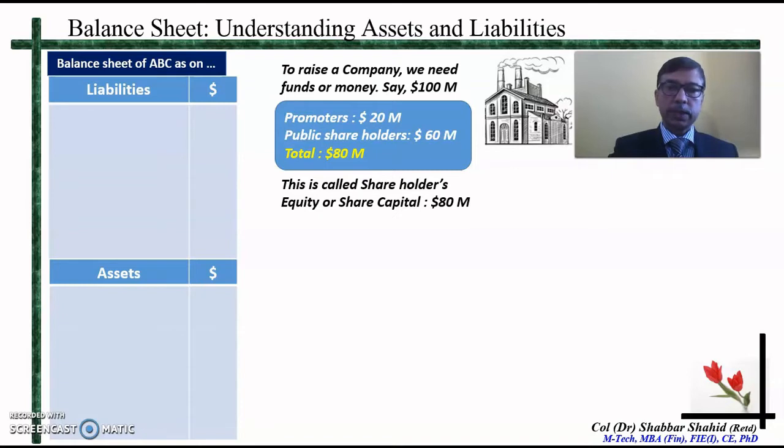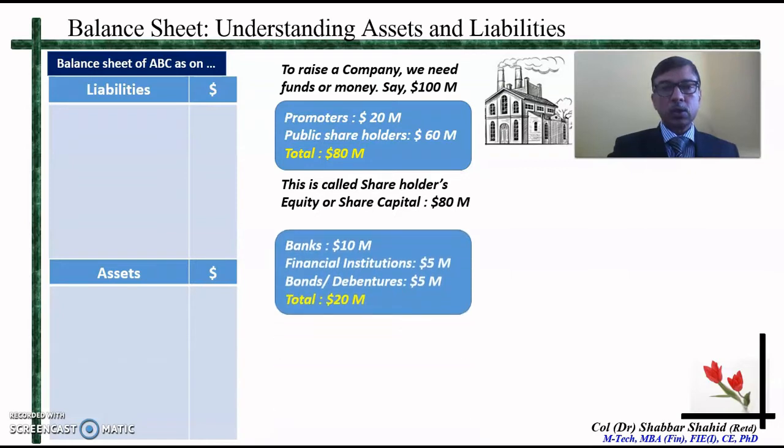You were still short of 20 million and you would have decided to borrow this 20 million, some portion from the banks, some portion from the financial institutions, and some portion from the public by offering them bonds and debentures. Now all this money which you borrow would carry some amount of interest and it has to be returned in a stipulated amount of time. So this 20 million is now called the debt. So you have collected 80 million as equity and 20 million as debt.